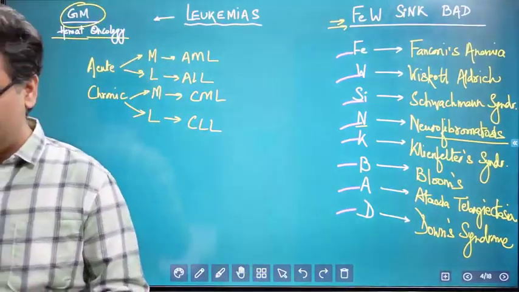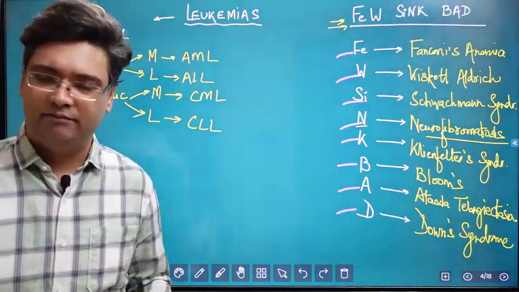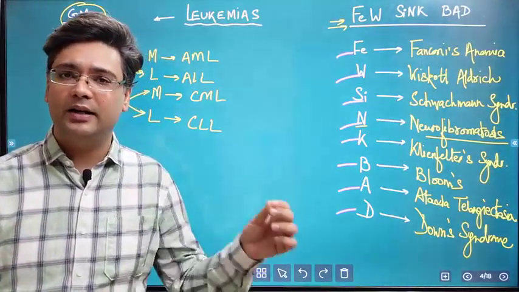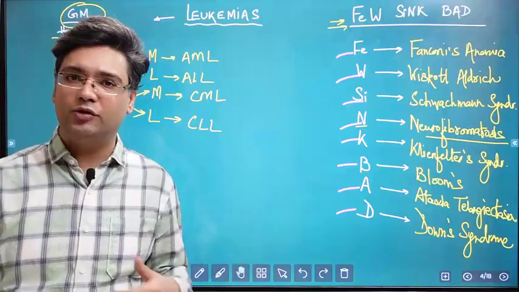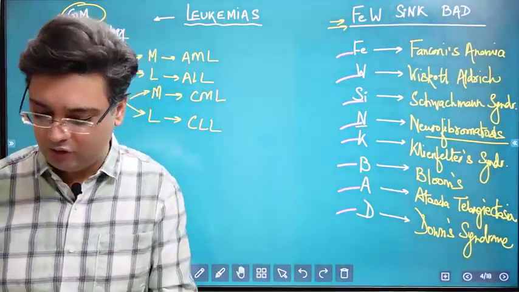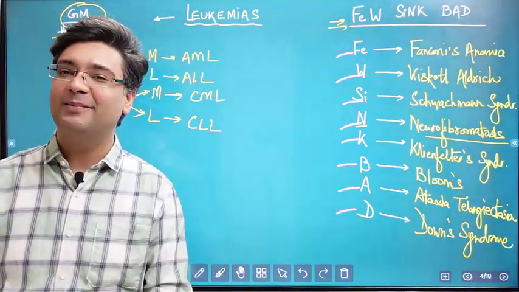Okay, so these are the syndromes which we should learn by heart, because they give MCQs pertaining to this, and they will ask: all the following are genetic conditions associated with leukemias, except. They will give these three and some other fourth condition, and then you're going to get a little confused, isn't it?